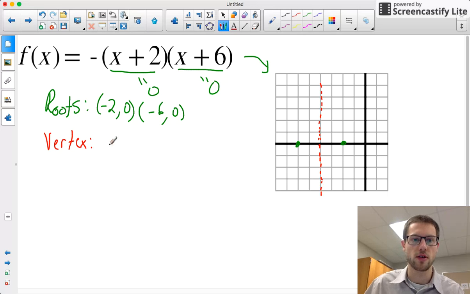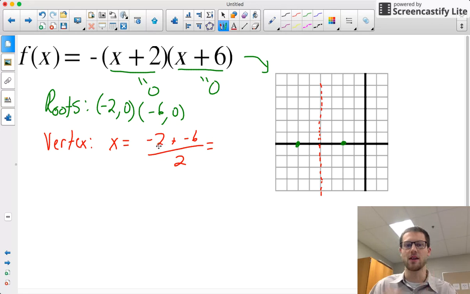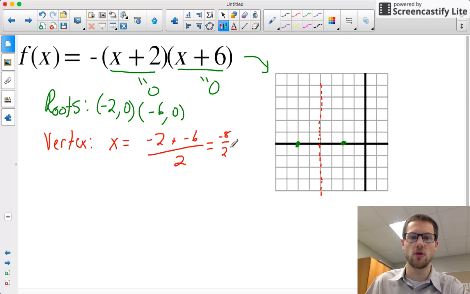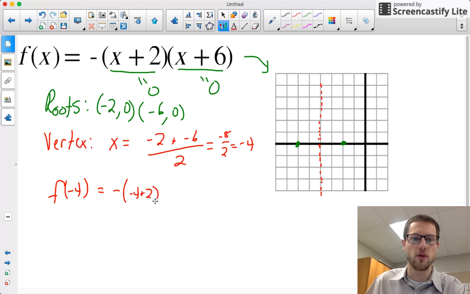So the vertex, the x value, is going to be given as negative 2 plus negative 6 all over 2. Again, I'm taking an average of these two values so I can find what's exactly in the middle of it. So that's going to be negative 8 over 2, or negative 4. So the x value is negative 4 for the vertex. So I want to find what f of negative 4 is. So that's going to be given as negative (negative 4 plus 2) times (negative 4 plus 6).